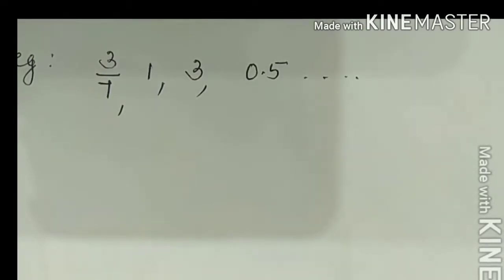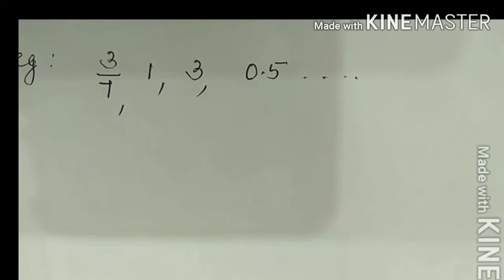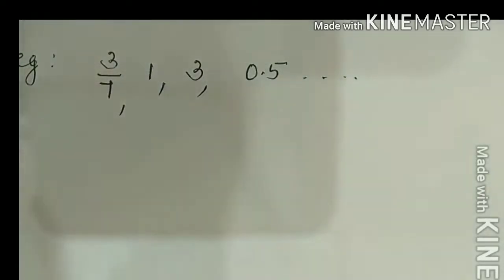Let's see 3 by 7. Here the numerator is 3 and the denominator is 7. So 3 is an integer, 7 is also an integer, and the denominator 7 is not equal to 0. So what can we conclude? We can conclude that 3 by 7 is a rational number.